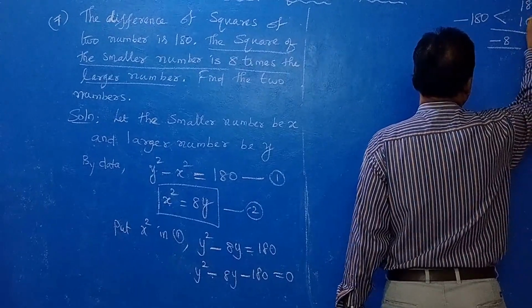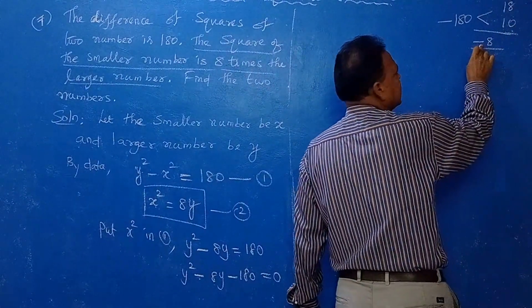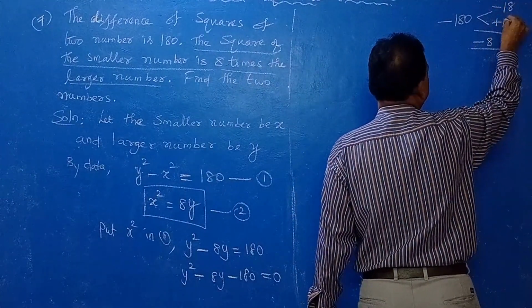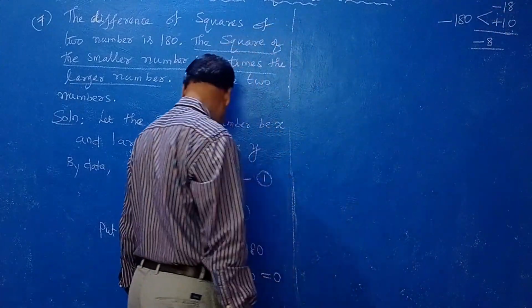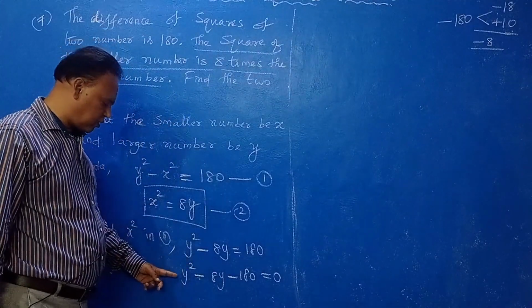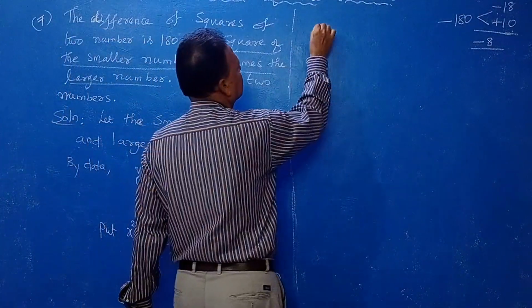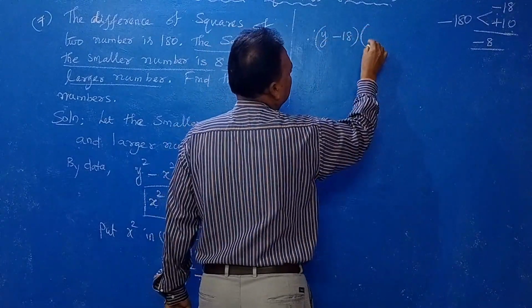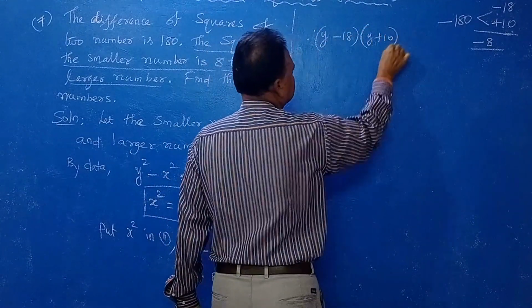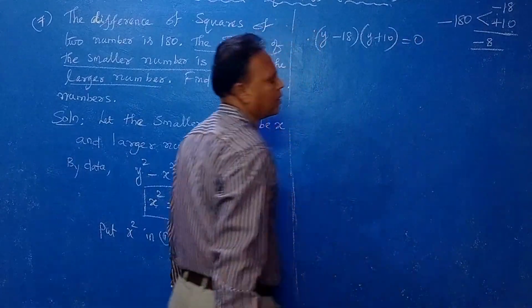That is easy. So here the minus sign is there, so big number minus smaller number. Plus means while multiplying you are getting, while adding getting. Therefore, when the y squared coefficient is 1, straight away you write: y minus 18 into y plus 10, equal to 0.